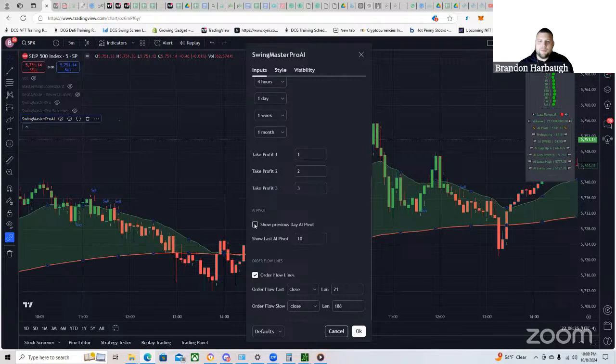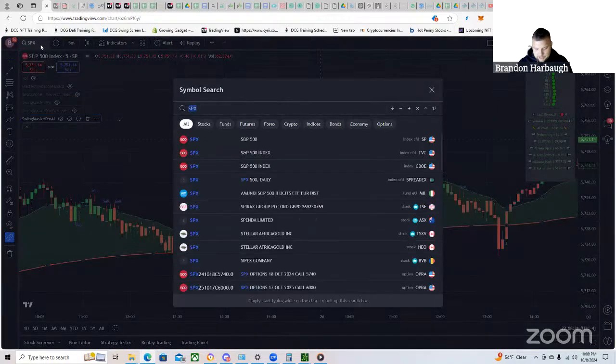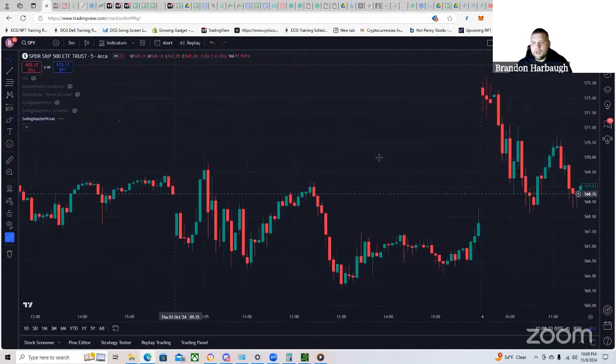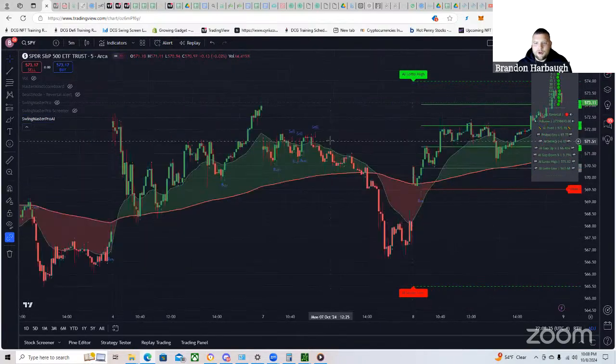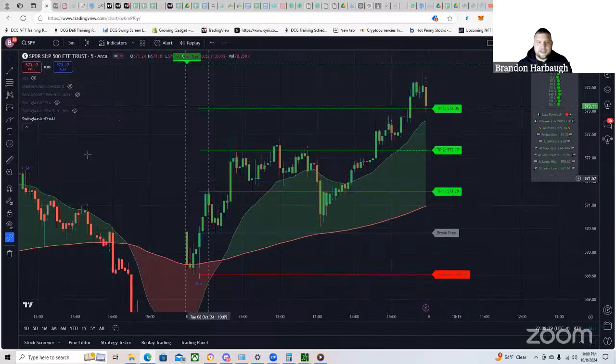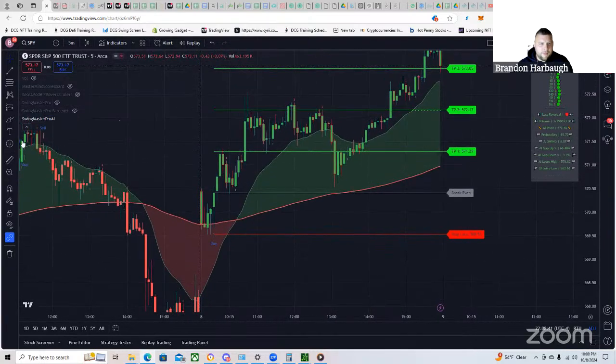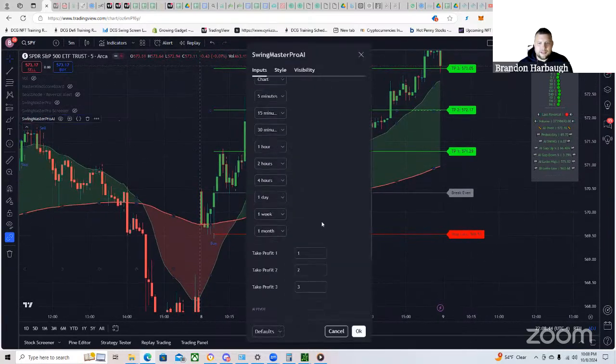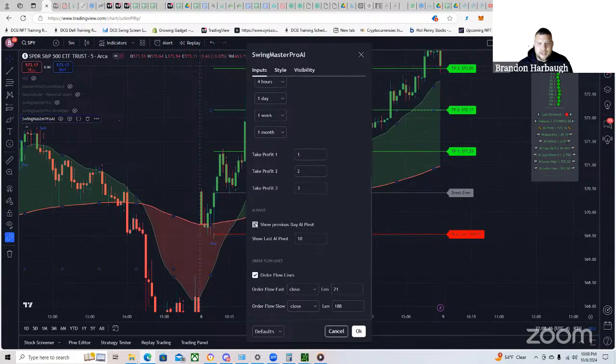Right here is the previous day's pivot, and then this shows us the current day's pivot, right? So if we look at something like SPY, and we come over here and we reverse it, and we look at something just like this. This is today's area. You come back into your settings, you come down here to the previous day's pivot, you check that, and you push the last 10 days or last 10 candles.